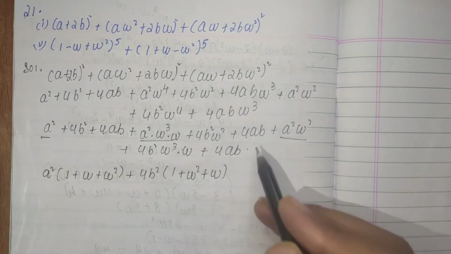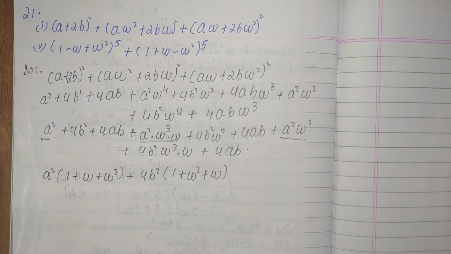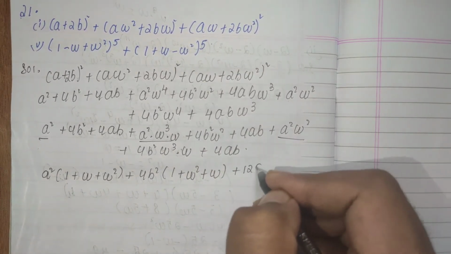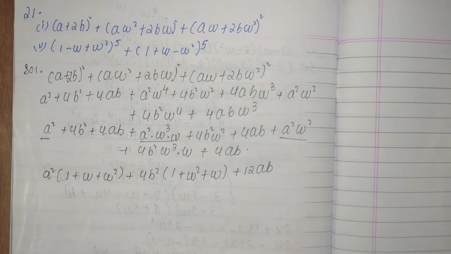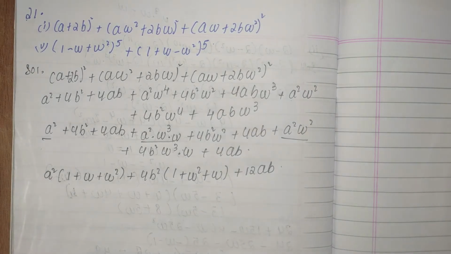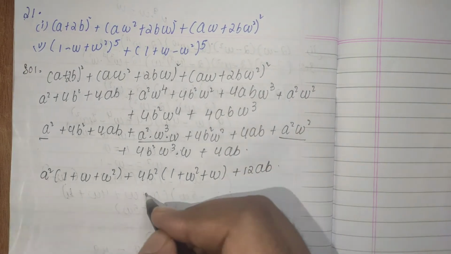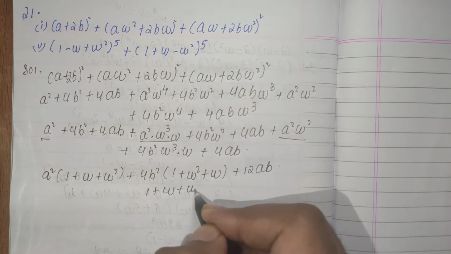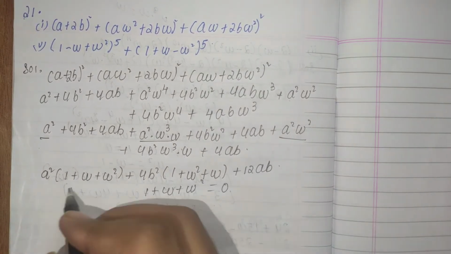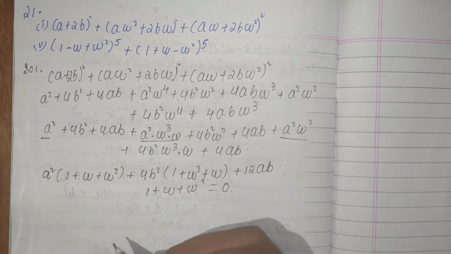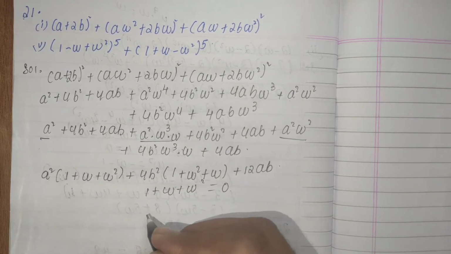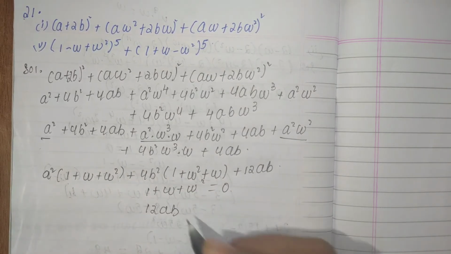Next, 4ab, that is 12ab. As we know that 1 plus omega square value is 0, 1 plus omega square is equal to 0. So substitute 0 in this, so the final answer becomes 12ab.